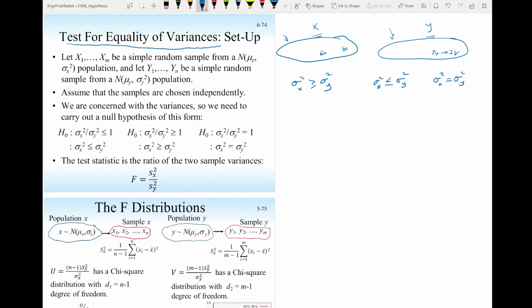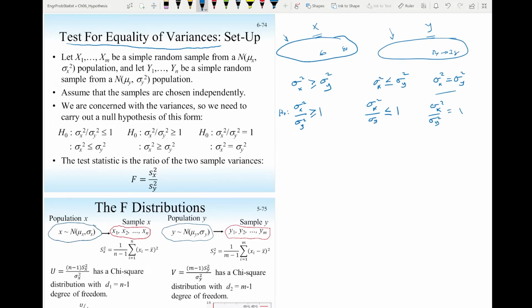This null hypothesis could be written, instead of variance of X larger than the variance of Y, as the variance of X divided by the variance of Y larger or equal to 1. And this one will be the variance of X divided by the variance of Y equal or less than 1, and this one just the same. So this is the null hypothesis test of this topic.